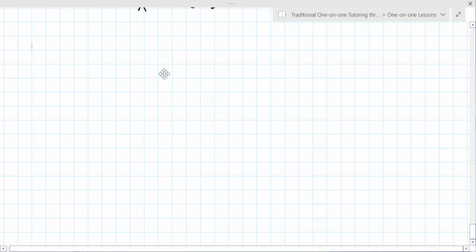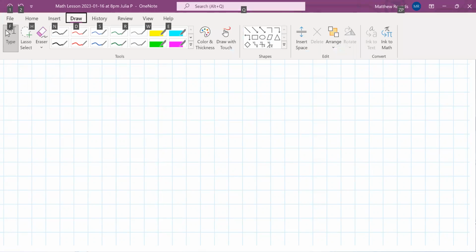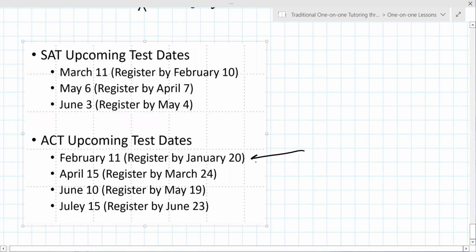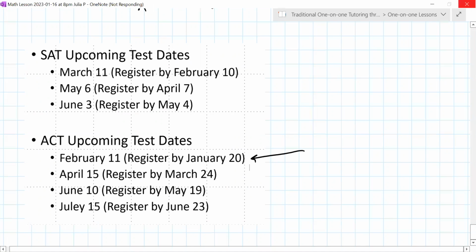Actually, before I do that, I think the most important thing I covered are the test dates. Do you know all the upcoming test dates? Because I'll just snip them in real quick if you don't believe these are still accurate. So ACT is the big one. It's got a late deadline of January 20th if you're going to sign up for the February 11th test. I don't know if you're still in line for that one, but SAT is out until March 11th. So just keep that in mind. If you don't have those on your calendar, please sign up.